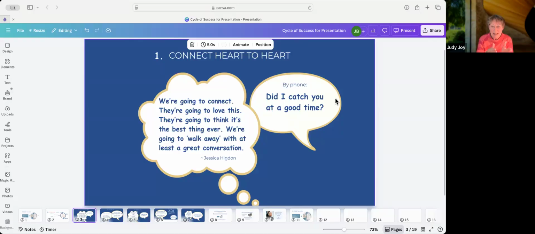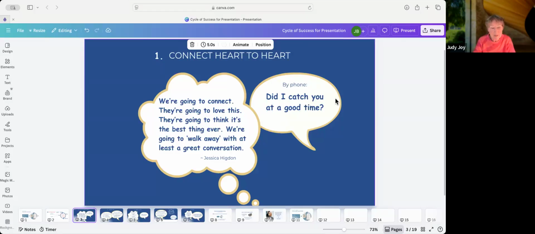The bubble on the left is what you're thinking to yourself. We're going to connect. They're going to love this. They're going to think it's the best thing ever. We're going to walk away with at least a great conversation. And having that in your heart makes all the difference, I find. That's from Jessica Higgins, from a book, Freakishly Effective Social Media for Network Marketing.